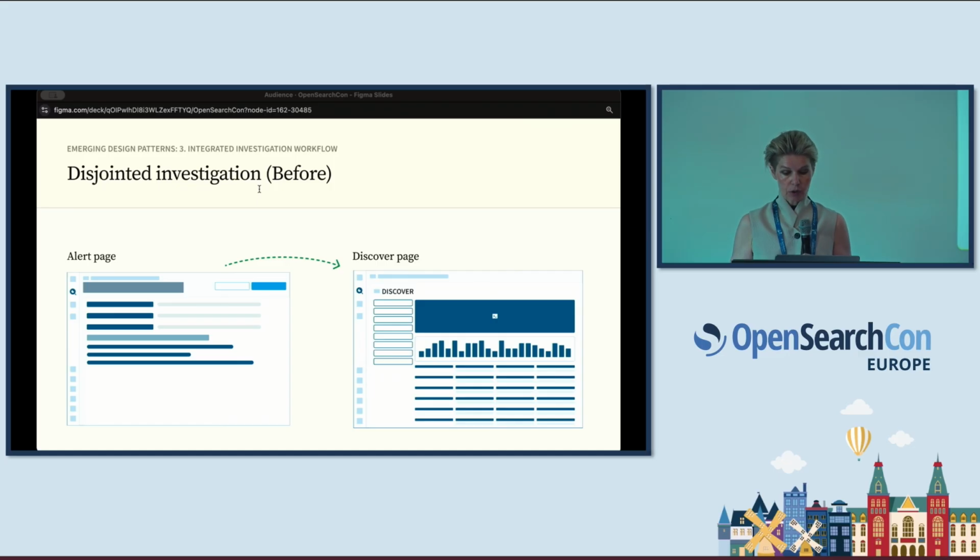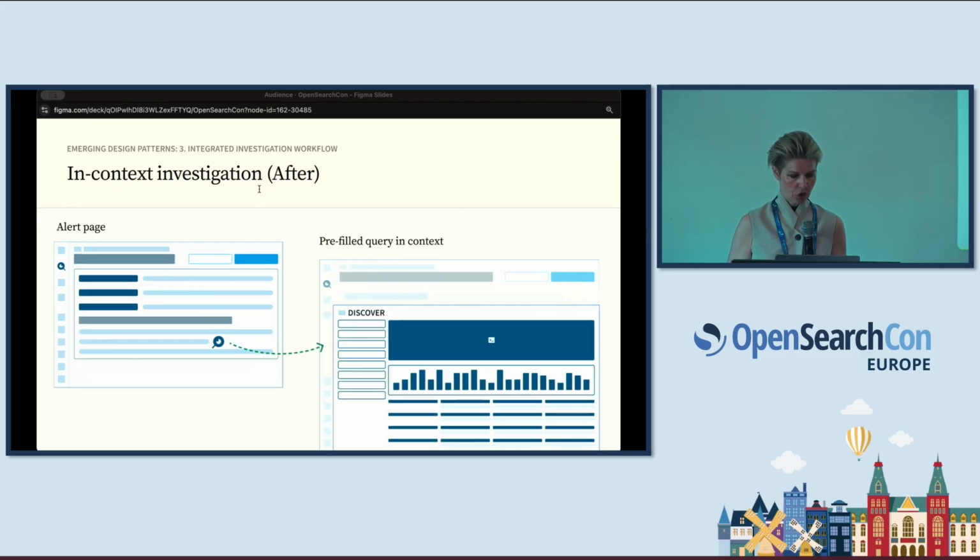The context switching not only created significant operational inefficiencies, but also increased the risk of important investigation details being overlooked or lost in transition, because user will need to recreate the full context while querying. By integrating contextual investigation capabilities directly within the signal analysis workflow, we eliminated, hopefully, these distractions, and I'm going to show you the after pattern.